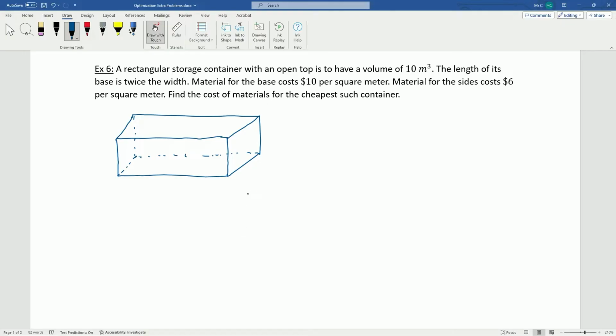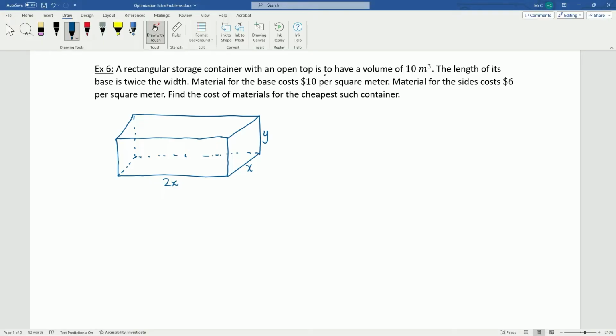Okay, and let's try to get some of our information on here. We know the length of its base is twice the width. So this is 2x if the width is x. Now we also need a height, and there's no particular restriction mentioned for the height.